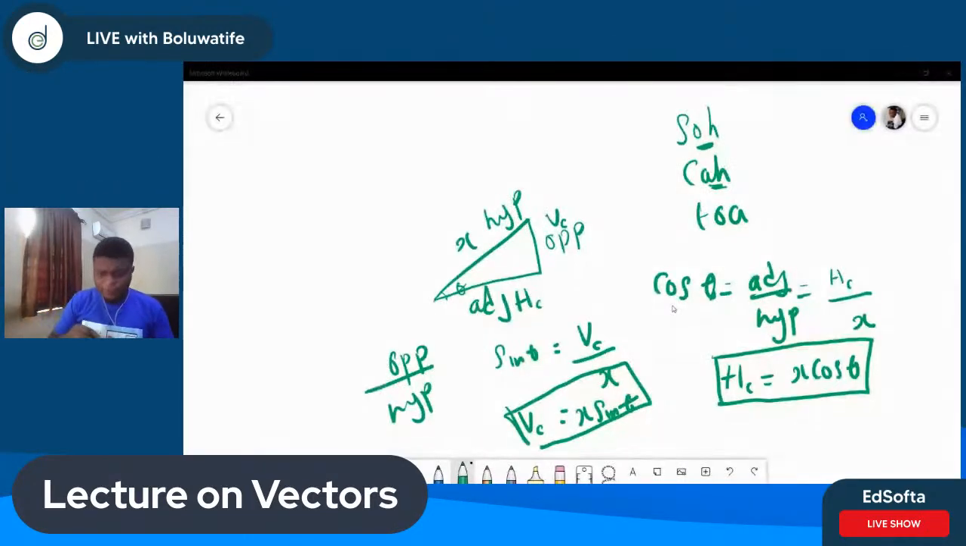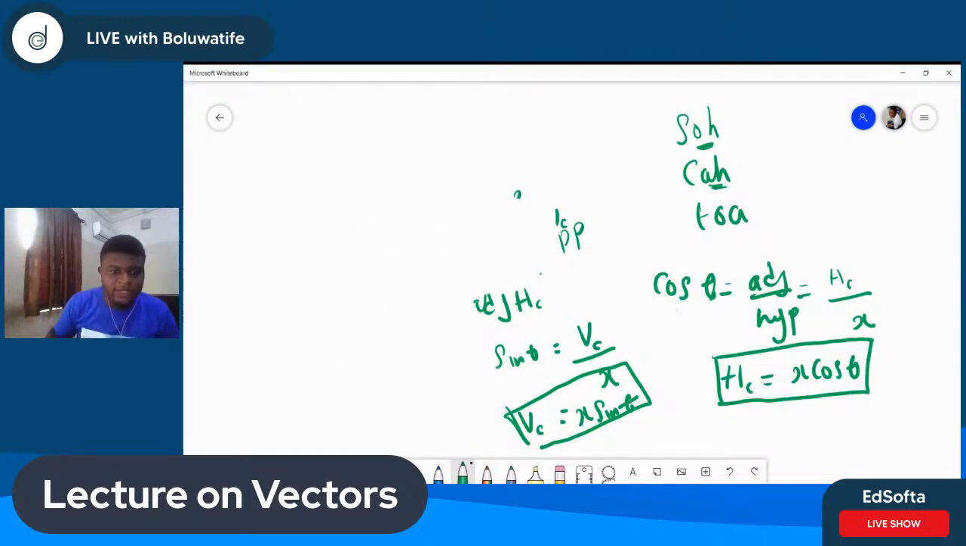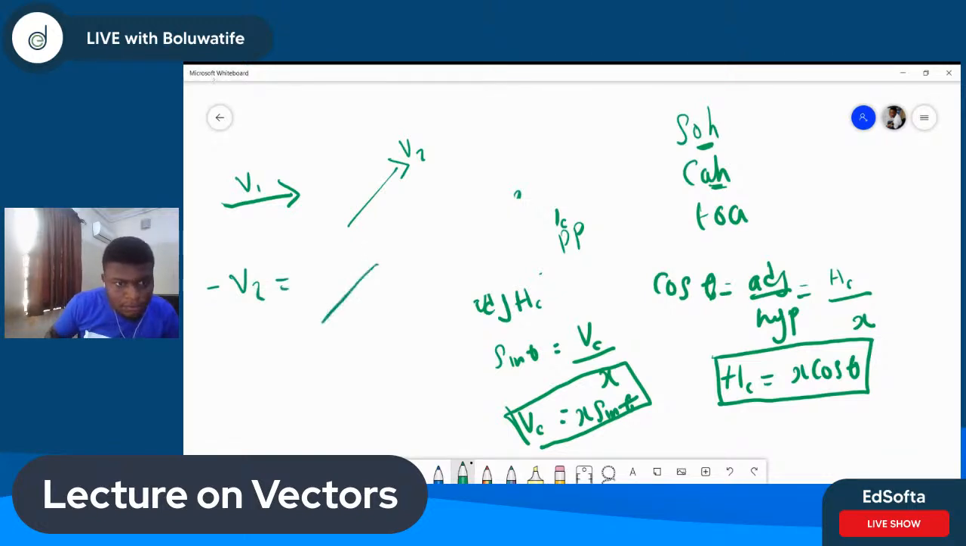Okay, so I'm looking for something. Let's just get rid of all this. Let me just use this section. The first one goes like this, V1, and then the other goes like this, V2. Now, minus V2 will look like this. It's going the opposite direction. Do you understand? It will go in the opposite direction of where V2 was actually pointing. So this is what minus V2 would actually look like.